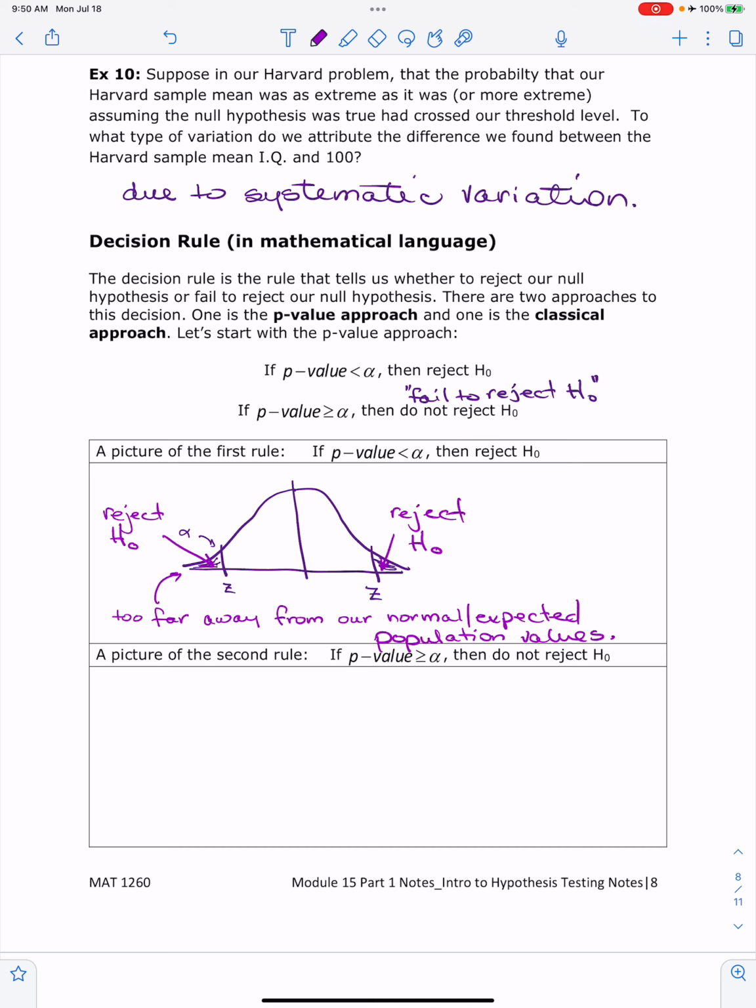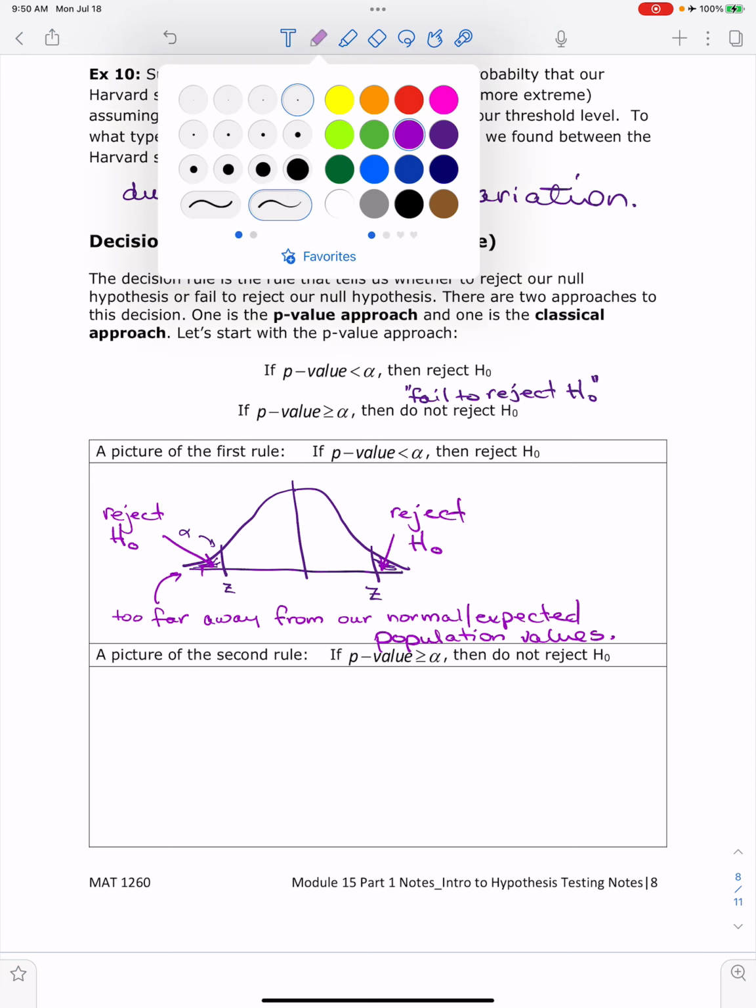Okay, so this is where my p-value, if I have a value in here, I may have a probability or a p-value of 0.002, definitely less than my alpha of 0.01 or 0.05, whatever that is. Okay, so our p-value is smaller than our alpha, and our alpha is cutting off those tails.